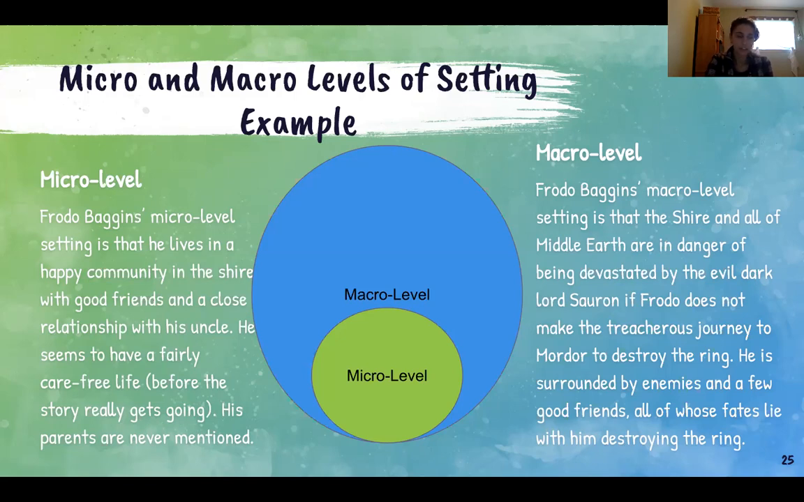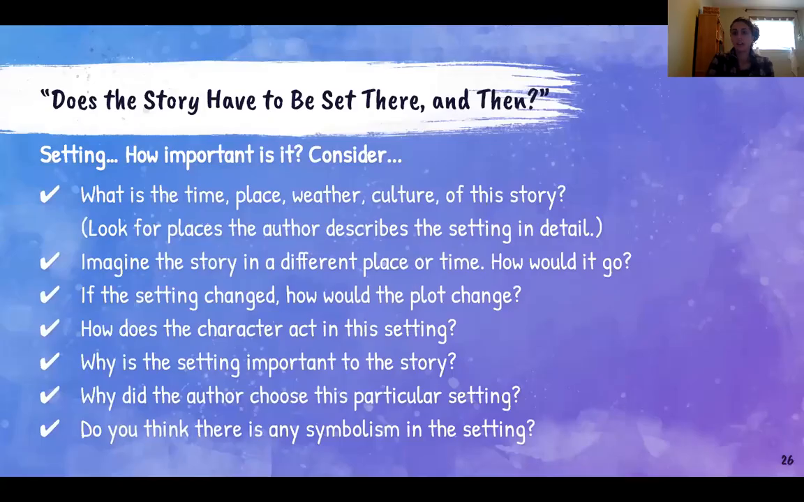With that in mind, I want to show you a strategy to help you look at the setting in any story. The strategy is called, "Does the story have to be set there and then?" Basically, you ask yourself questions about the story and the setting and the characters and the plot that help you understand the role the setting is playing in that story. Let's look at some of the questions.